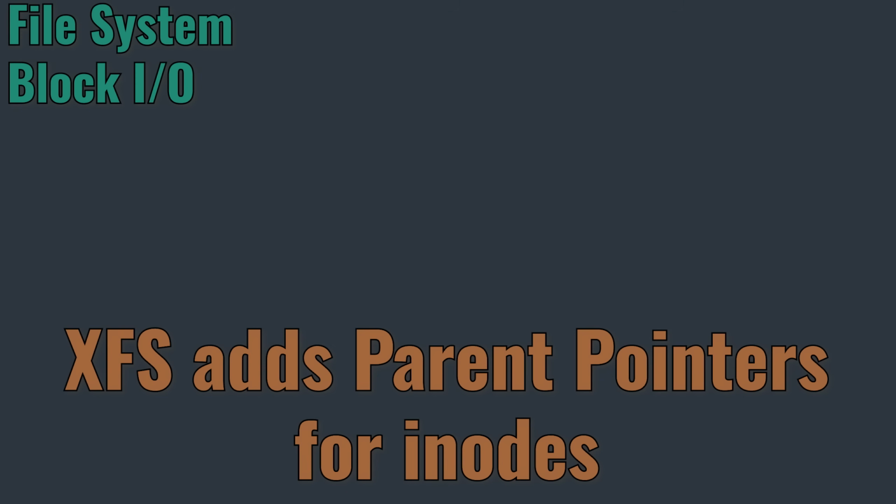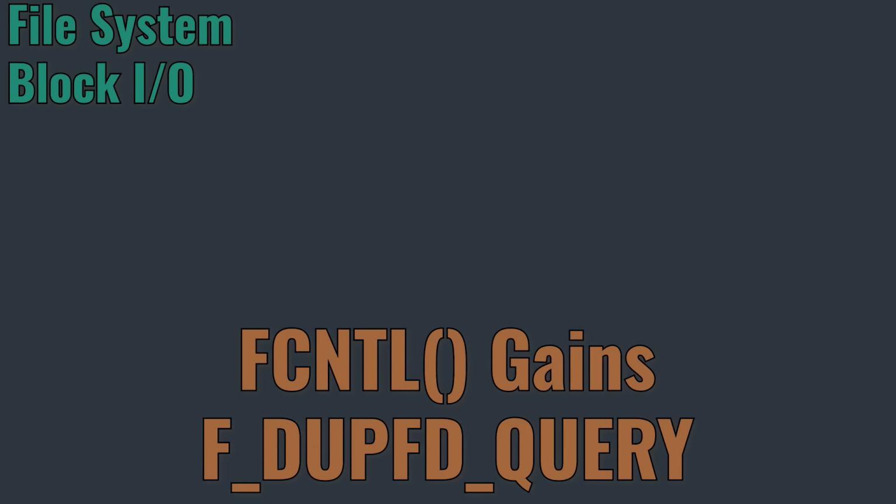We have the new F_DUPFD_QUERY command for fcntl, which gives us a way to compare two file descriptors to see if they refer to the same thing. So we're going to be able to use this command to compare the two and see, hey, am I dumb? Do I have two times the same thing? So it will make things faster.